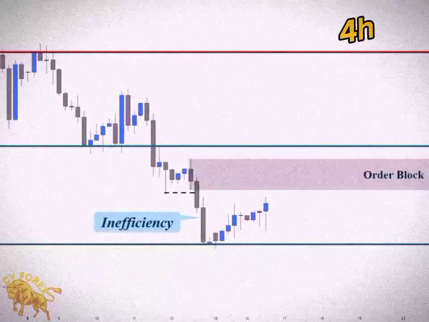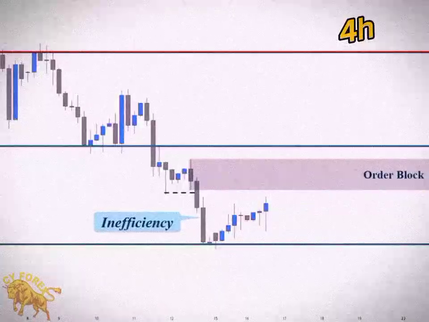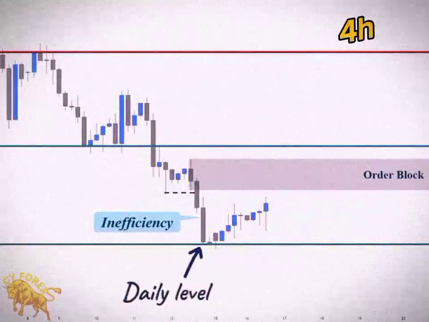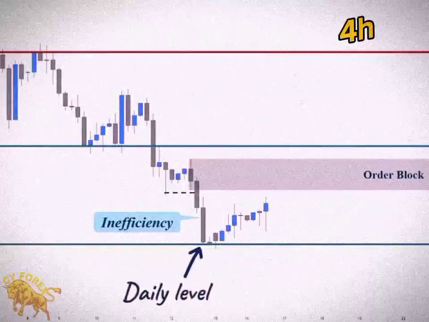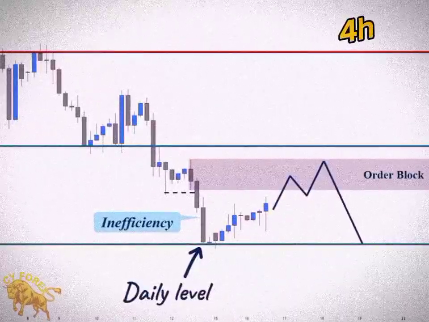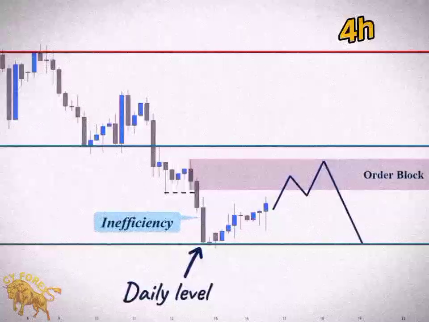So the candle that created the inefficiency is our order block zone, which could give us a possible short entry. But we cannot place sell limits on this order block since the price has rejected a key daily level, which could be a turning point for a short-term downtrend. So we need to have bearish confirmations in lower time frames like 15 minutes to enter short positions.